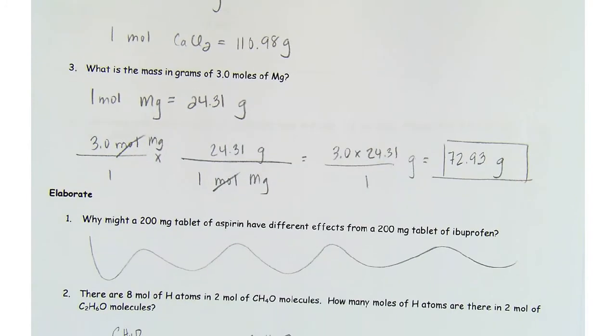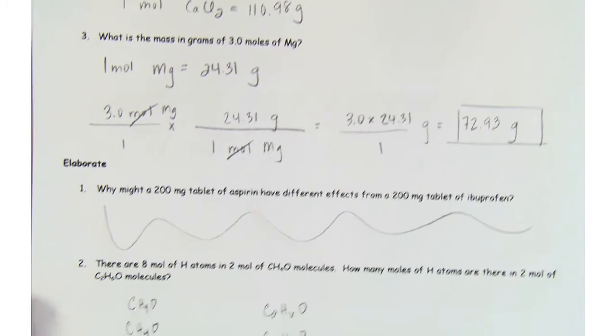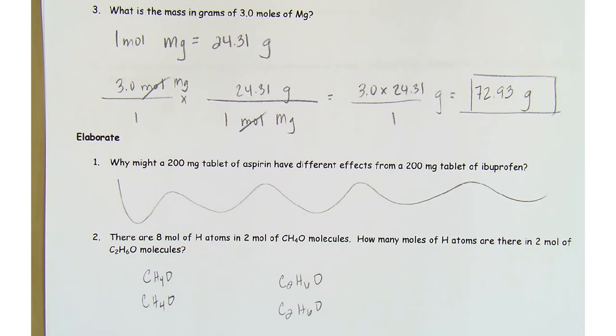Okay. Question 1, you're crossing out. I didn't give you enough information to answer it, so you can cross that out. Question 2 is a little bit interesting. So there are 8 moles of H atom and 2 moles of CH4O. How many moles of H are there in 2 moles of C2H6O? I'm not sure I said that right, but you know what I mean.